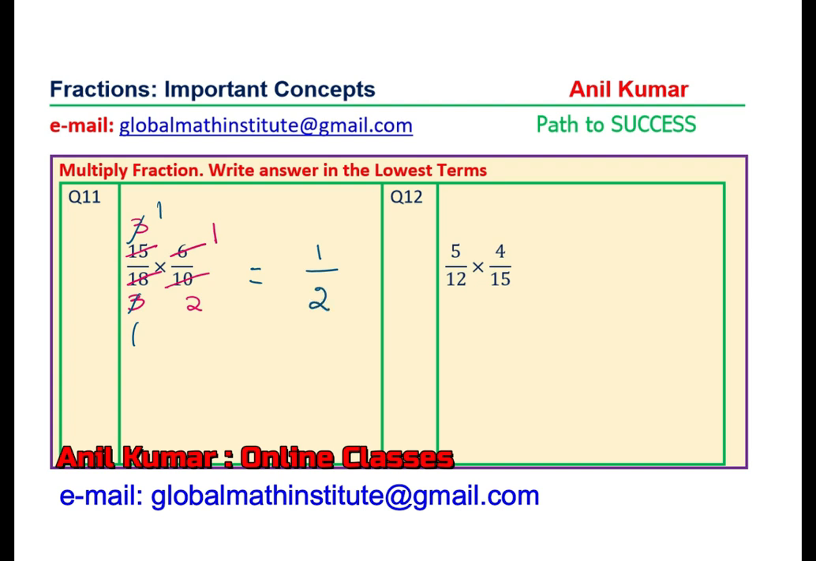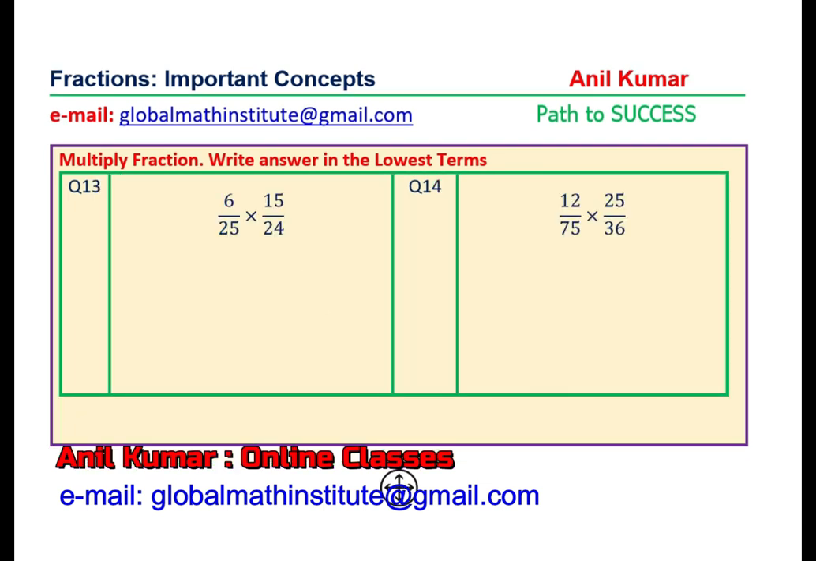Perfect. Now onwards, I would like you to pause the video, do it yourself, and then check the answer. 5 over 12 times 4 over 15. 5 and 15, you can divide by 5. 5 times 1, 5 times 3. 4 times 1 and 4 times 3 gives you 12. 1 over 9 is the answer. Simple as that, right? So we can do it pretty fast actually. 20 questions, we are already through 12.